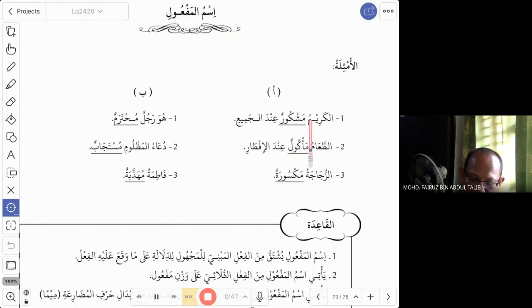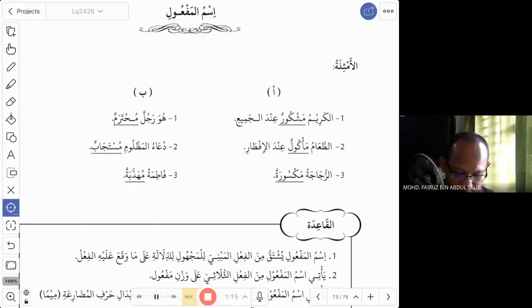Al-karimu mashkur, he was thanked. At-ta'amu ma'kul, the food is eaten, similar to the mabni lil majhul. Zujaja maksura, it is broken. Okay, so here this is another wazan that you can use. So inshallah I will do a short quick video, and so you will learn another wazan or another word that you can use in your essay, inshallah.